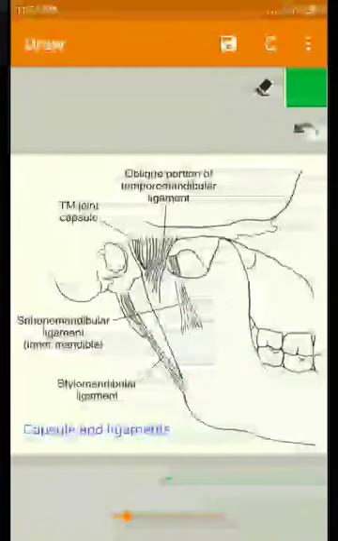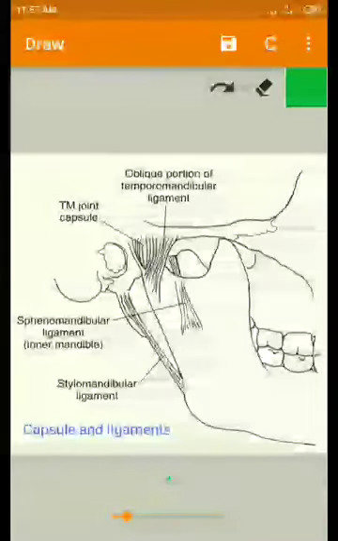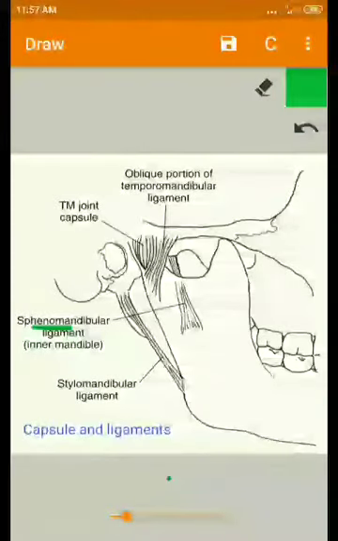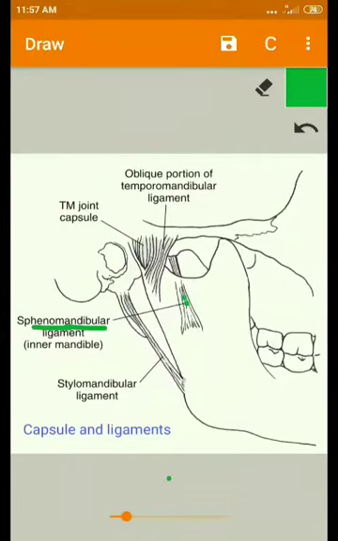So the name itself indicates from where to where it is attached. From the sphenoid bone to the mandible, this ligament is attached, to the inner surface of the ramus of the mandible. Now we are going to see one by one.